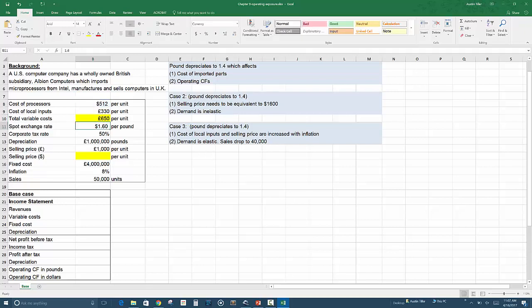Second cell to be filled. Selling price, we're simply just trying to figure out what is equivalent in US dollar. So we take the pound selling price times spot exchange rate 1.6, so B14 times B11. So equivalently, £1,000 is $1,500. Any questions?